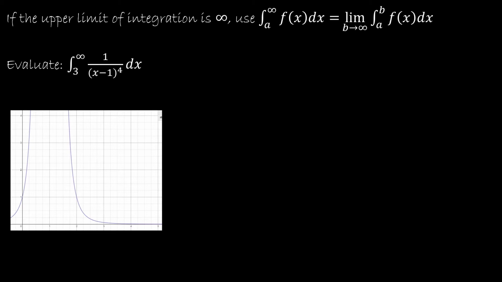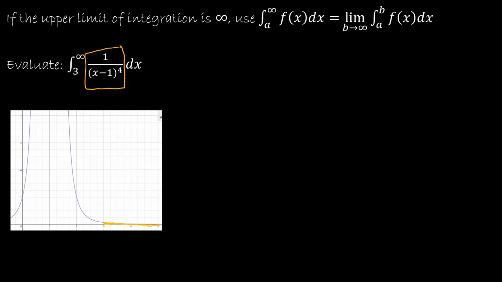So for instance, I have a graph of this function, 1 over (x minus 1) to the fourth. Now, my integral goes from 3 to infinity. So we can see where 3 is on our graph. And we can see that as I move to the right, this is definitely going to converge because that area is getting smaller. So we're going to look for the limit of that area.